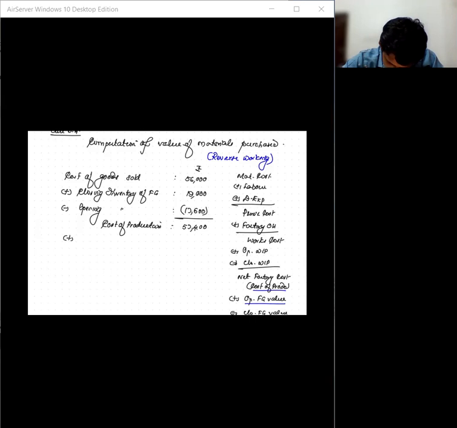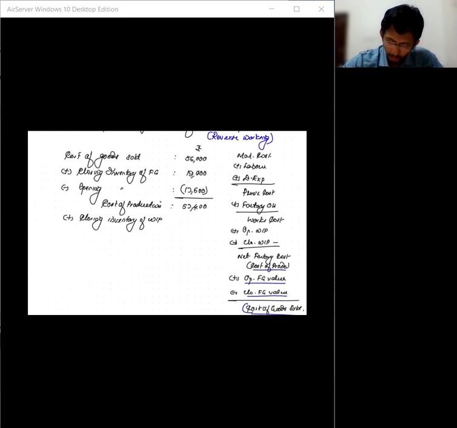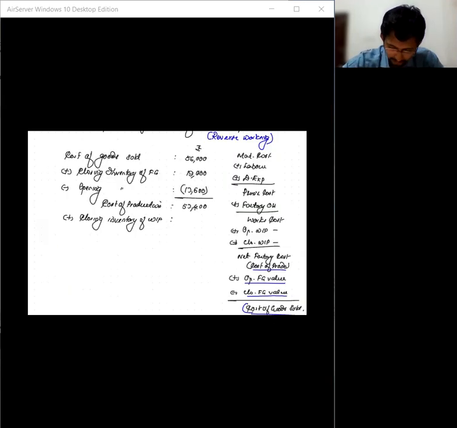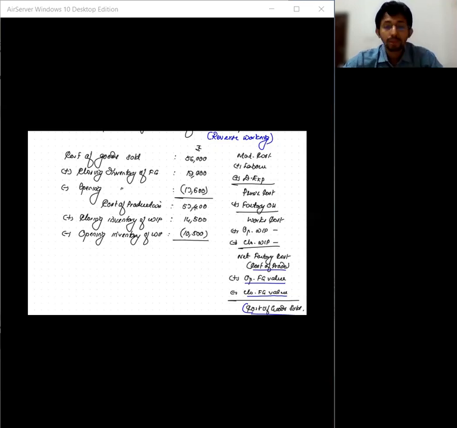Now with this we have to adjust the work in progress. So closing WIP should be added, opening WIP should be deducted. What is the amount? Closing is 14,500, opening is 10,500. 14,500 minus opening inventory of 10,500, so there is a difference of 4,000 basically. So 4,000 have to be added. So 57,400 plus 4,000 will be 61,400. This is factory cost, or let me write it as works cost.